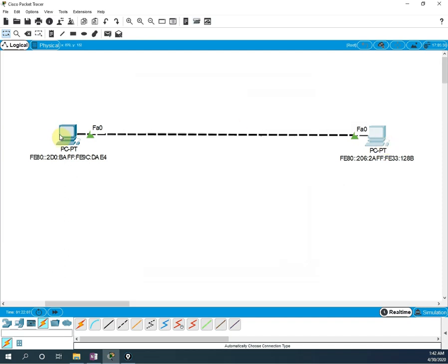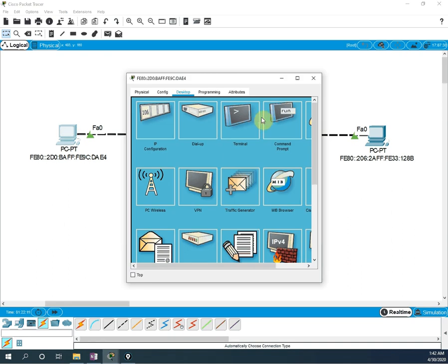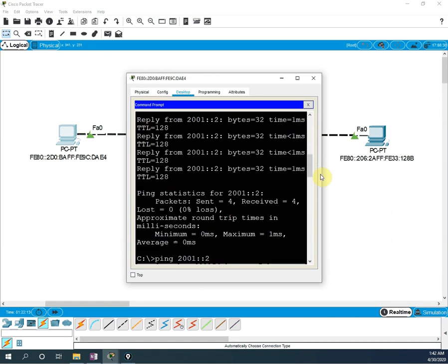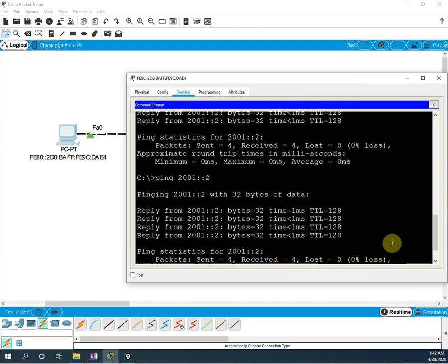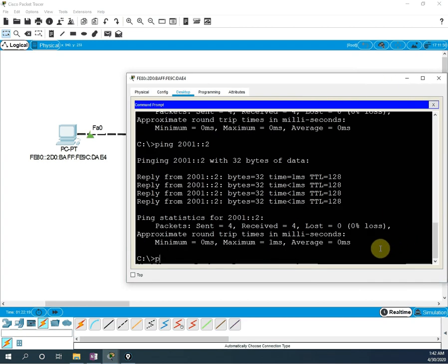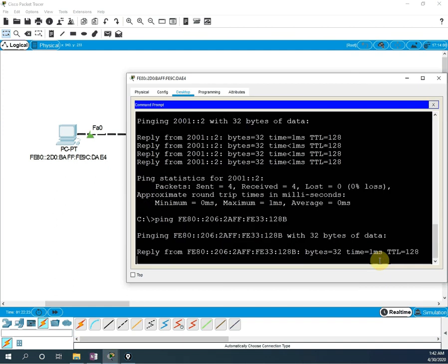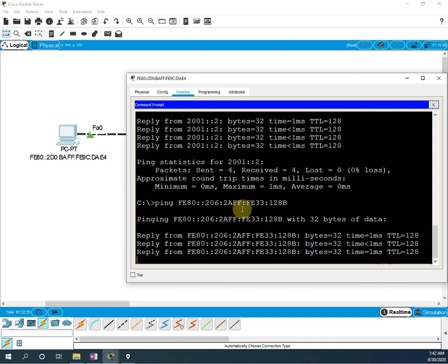This is a PC and this PC. So I am going to ping from this PC to this PC. So I will go to command prompt. Let me maximize this. I will write ping. Then I will paste that address, whatever that address is. See, reply is coming. So we are pinging.